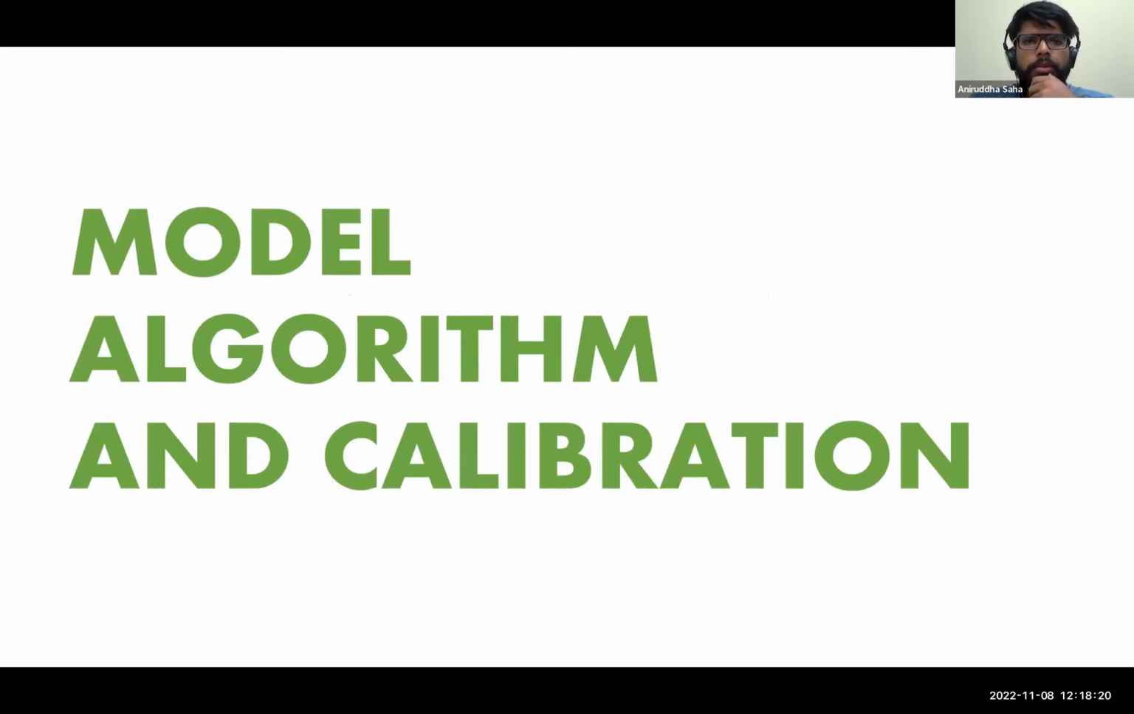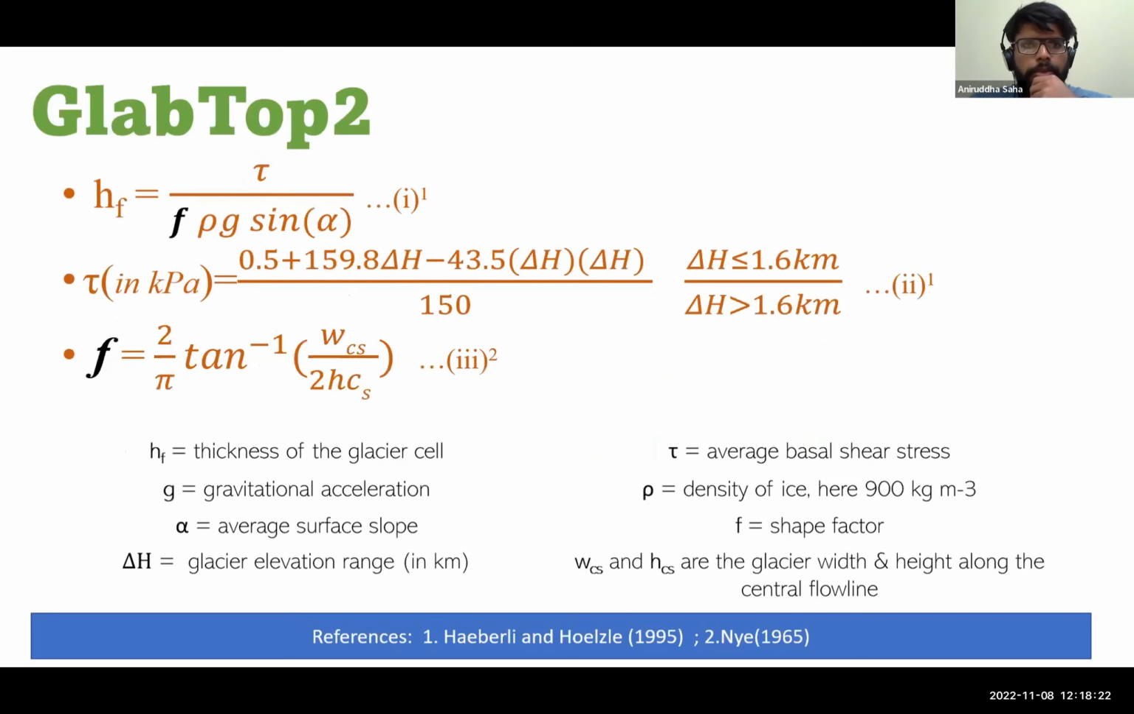So moving on with the model algorithm and the model calibration. These are the three basic equations which are used. The first equation says how we can estimate the glacier thickness. It requires the average basal shear stress, the mean slope of the glacier, and also the most important parameter, the shape factor.